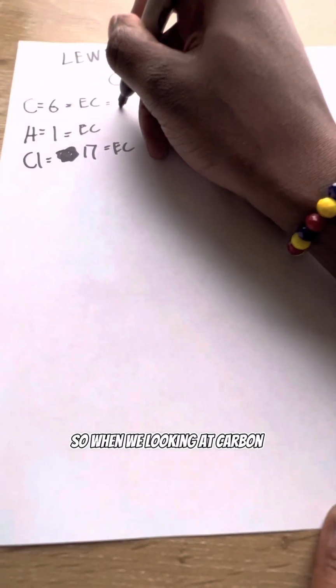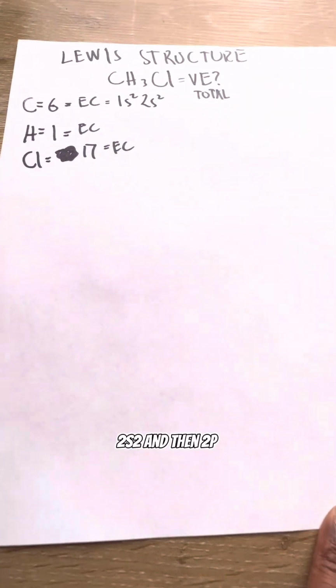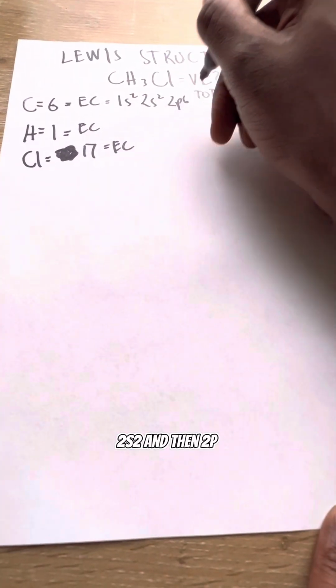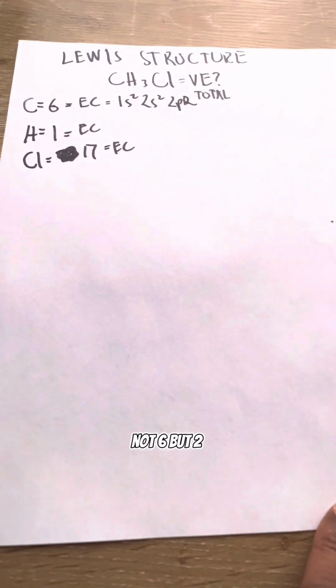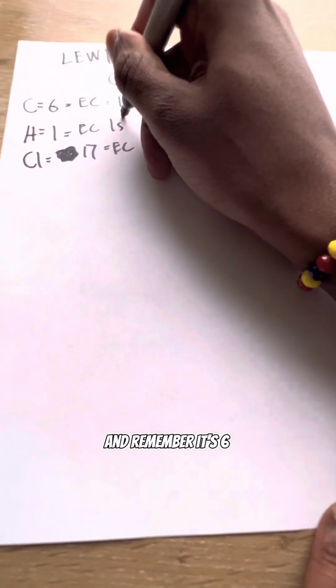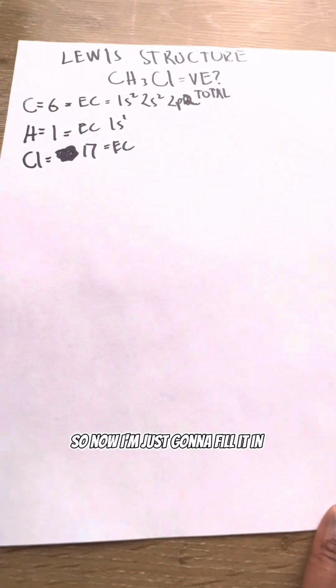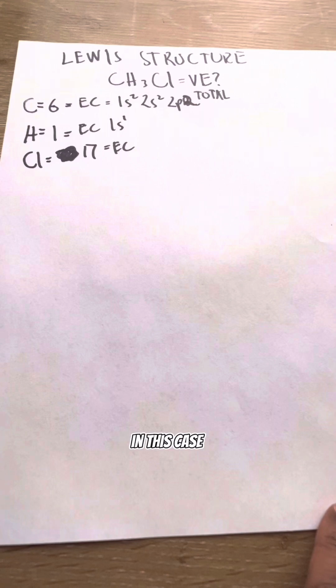So when we're looking at carbon, we got 1s2, right? 2s2, and then 2p, not 6, but 2. There I go, y'all messing up again. So that's a 2 right there. And remember, it's 6 because we have 6 electrons. So now I'm just going to fill it in for my hydrogen. In this case, I got 1 electron, so it's just going to be 1s1.